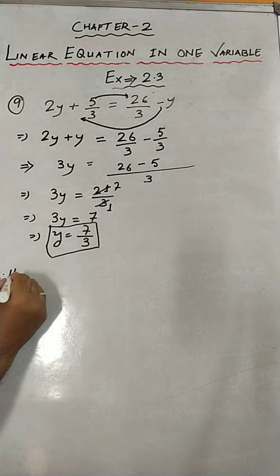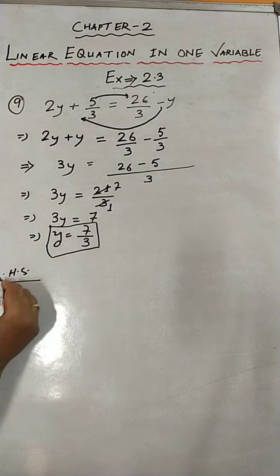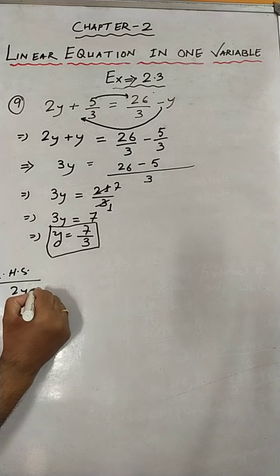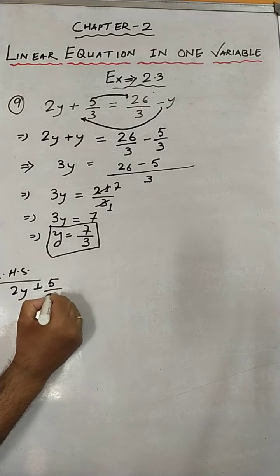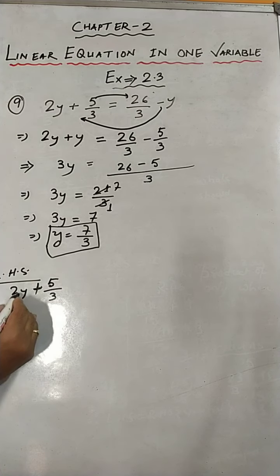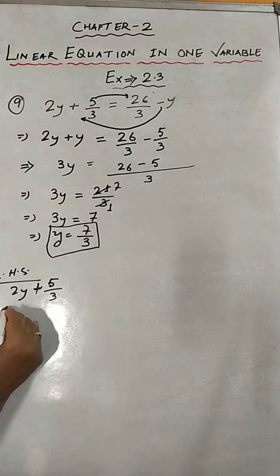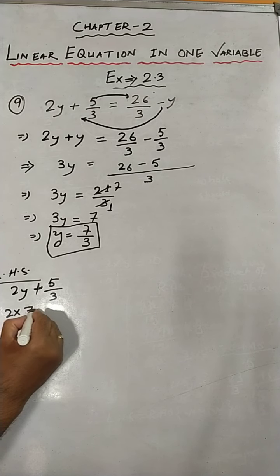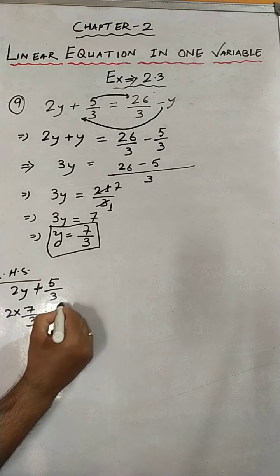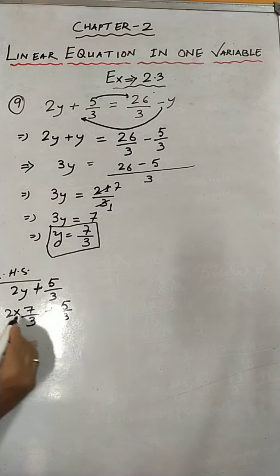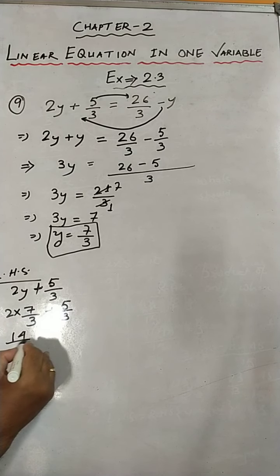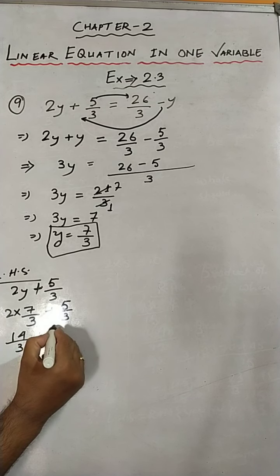So let's see LHS. What is there in LHS? 2y plus 5 by 3. So in place of y, what will we put? We'll put 7 by 3. So it will look like 2 into 7 by 3 plus 5 by 3. So it will become 14 by 3 plus 5 by 3.